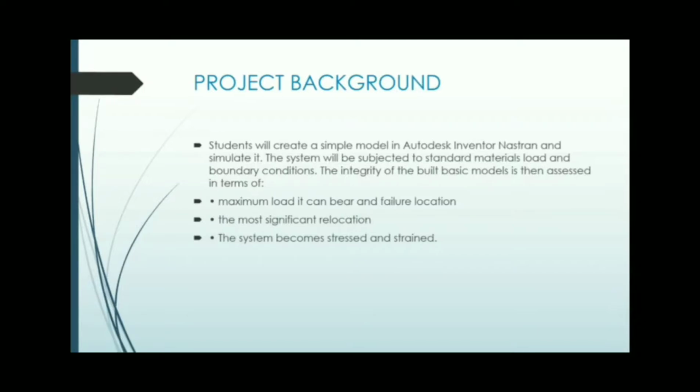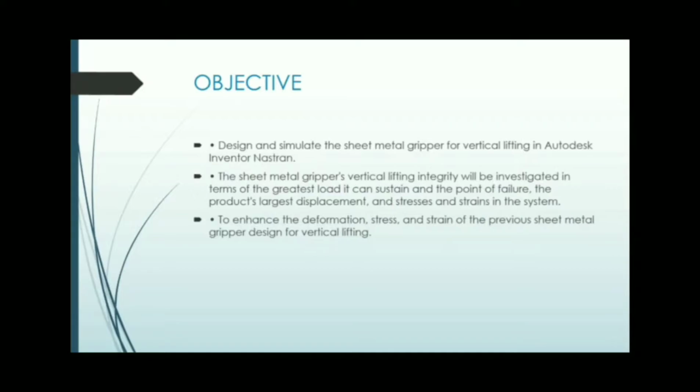Okay, next, for the objective, design and simulate the sheet metal gripper for vertical lifting in Autodesk Inventor Nastran. The sheet metal gripper vertical lifting integrity will be investigated in terms of the greatest load it can sustain and the point of failure, the product's largest displacement and stress and strain in the system. Lastly, to enhance the deformation, stress and strain of the previous sheet metal gripper design for vertical lifting.